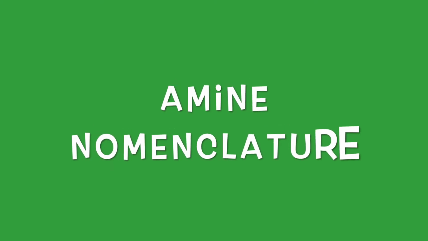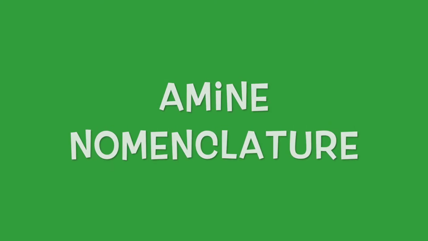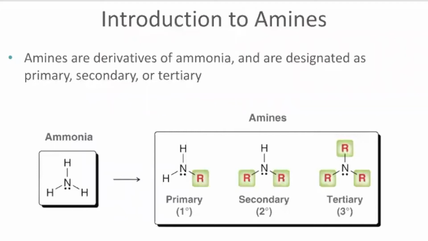Welcome to the video on nomenclature for amines. Before we get started, I want to tell you the difference between a primary, a secondary, and a tertiary amine. A primary amine is a nitrogen that has one R group attached and two hydrogens. A secondary has two R groups and one hydrogen, and a tertiary has three R groups.